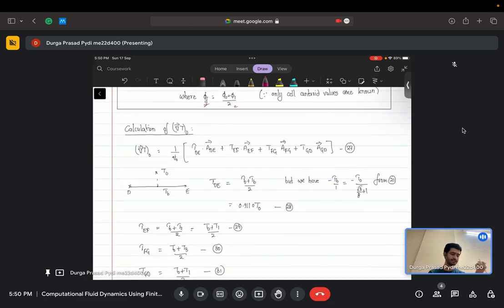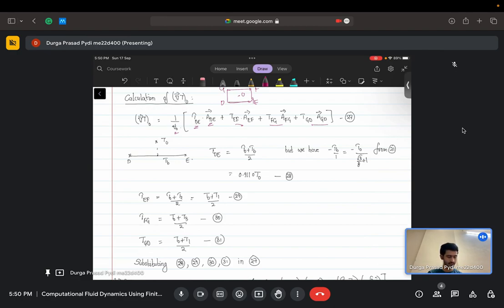So when we are writing for cell 0, our neighbors are DE, EF, FG and GD. So we have gradient of T at 0, essentially we will take over all the faces. So cell 0 is this, we have D, E, F and G. So we need to take 1 by volume of 0, volume averaging, of T_DE times area plus EF, FG and GD.